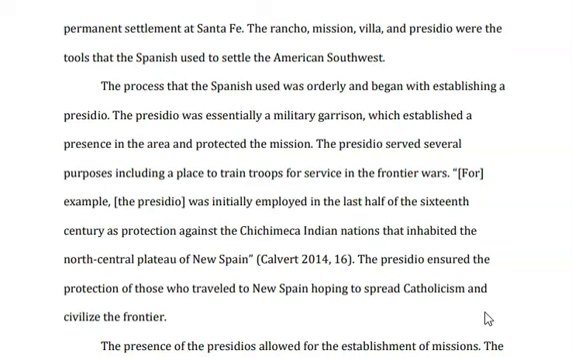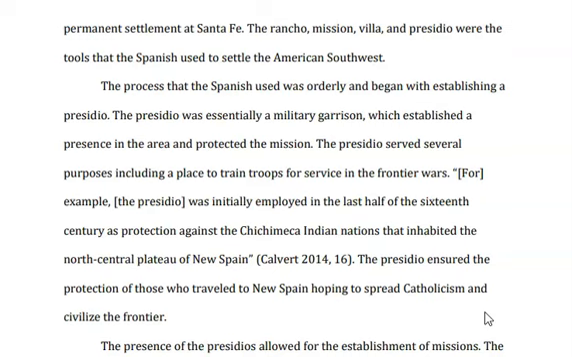Now I'm going to illustrate it. The Presidio served several purposes, including a place to train troops for service in the frontier wars. So I only used one sentence here. You could use more. Then I go into my quote to prove that this was a place to train troops for frontier wars. For example, the Presidio was initially employed in the last half of the 16th century as protection against the Chichimeca Indian nation that inhabited the north central plateau of New Spain.